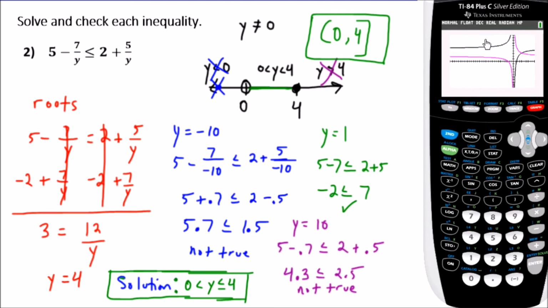Okay, so I'm going to press zoom 6 so that it goes back to normal because from 0 to 4 is what we're interested in the most. And we said we need the graph that's in black to be underneath the graph that's in purple. And notice from 0 to 4, that's the only part of the graph where the graph that's in black is underneath the graph that's pink. After 4, the black graph goes over the pink, and before 0, the black graph is above the pink graph. So this solution does check out based on our graph.